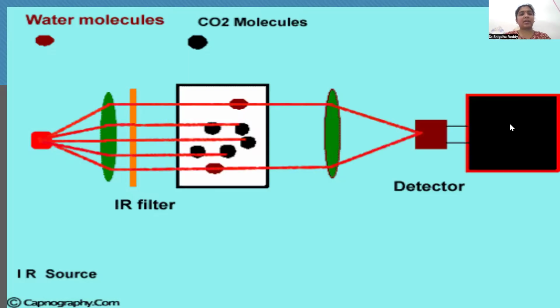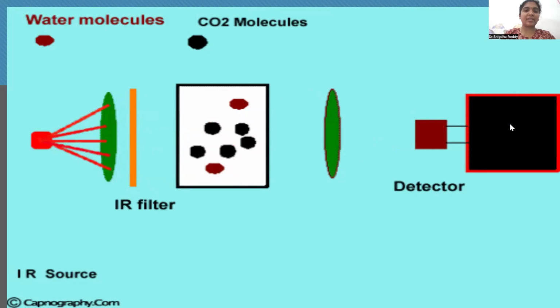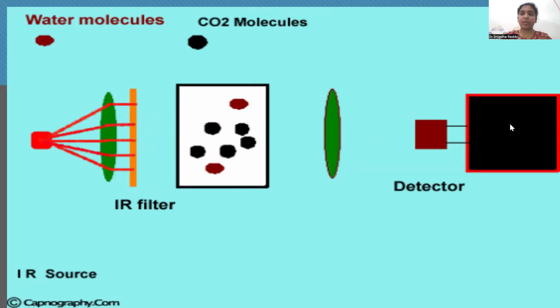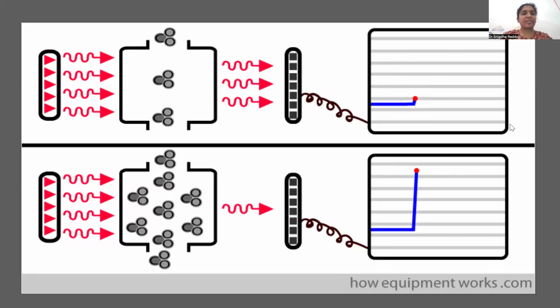So the picture shows the IR source emitting IR radiation. The carbon dioxide molecules are absorbing the radiation, and the remaining radiation goes to the detector. So the more carbon dioxide present in the sample, the less radiation goes to the detector. This is another picture showing that if carbon dioxide molecules are fewer, the IR radiation going to the detector will be more, because less radiation is absorbed by the carbon dioxide. If the carbon dioxide concentration is more in the sample, more radiation is absorbed by the carbon dioxide, and less radiation goes to the detector.